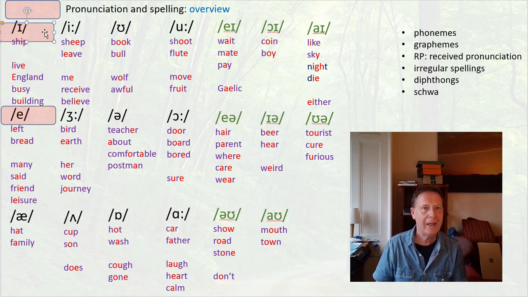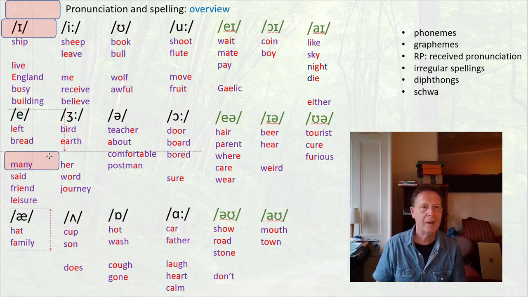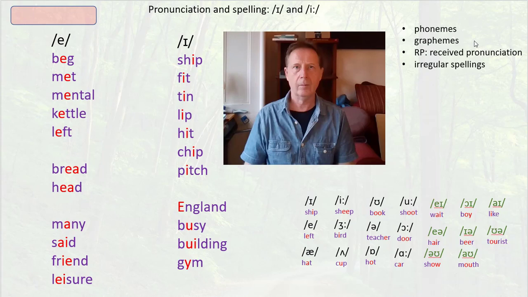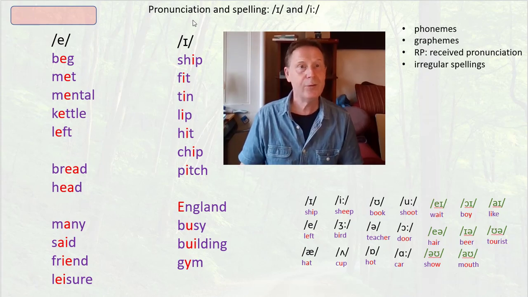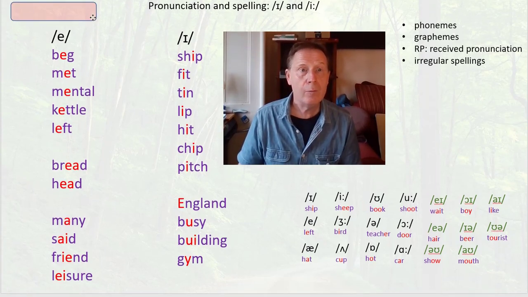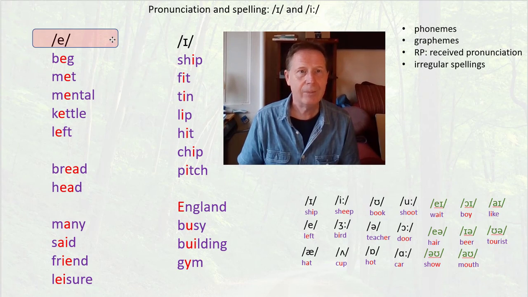The first one, I, is like ship, live, England. And the second one, E, is like left, bread, many. So that's the two sounds, E and I. So let's first look at the spellings for this sound, E.